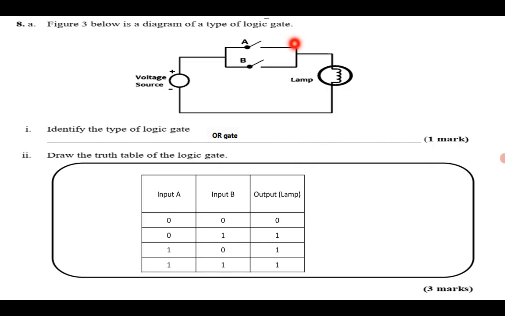When switch A is closed, even if B is open, the lamp will still give light. When both switches are closed, A and B closed, the bulb will give light. So there are 3 combinations that will allow the lamp to give us light. 3 marks.